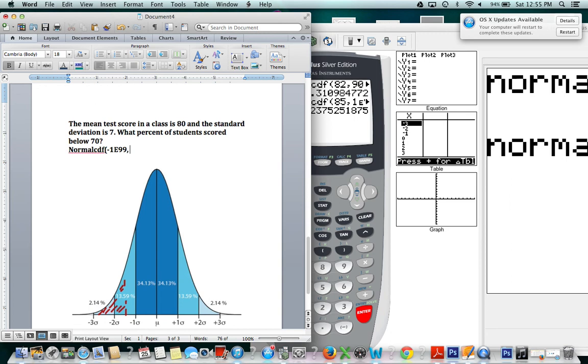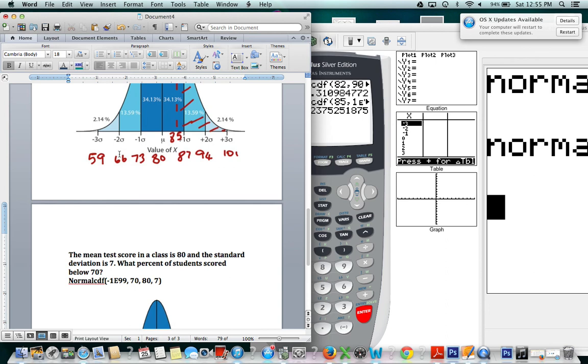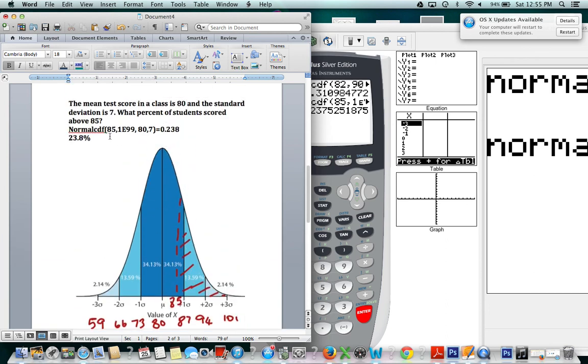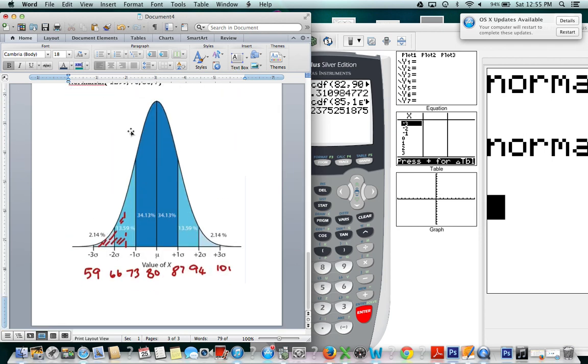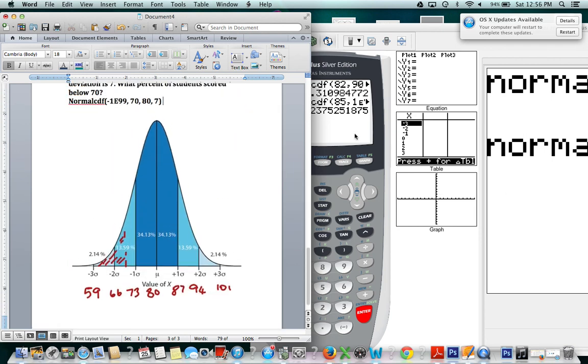comma, my upper bound, because students have to score below 70 in this case, my upper bound is 70, my mean is 80, and my standard deviation is 7. So again, the negative 1e99 is just the smallest possible number I can enter, and this is always what I will put for my lower bound. And 1e99 is what I'll always put for my upper bound. Okay. So now that we have that planned out, let's get everything into the calculator.